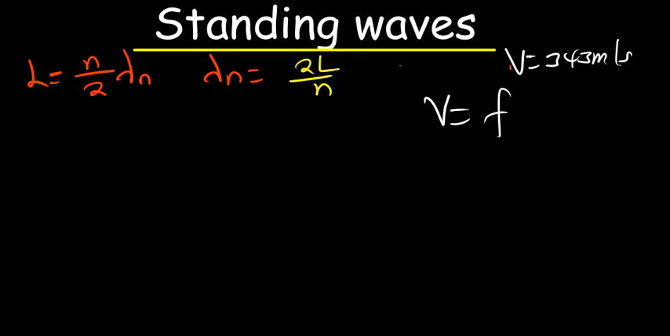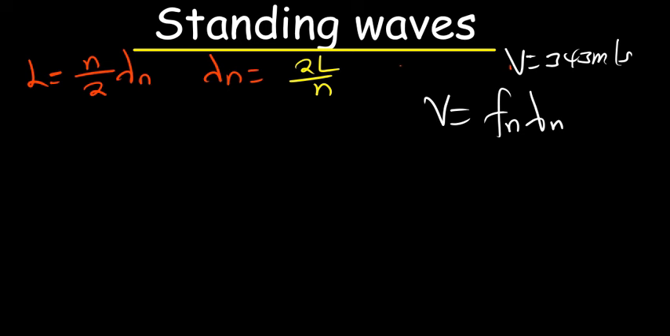So I'm just going to put Fn. So n is the number of loops, because if n is equal to 1, I'm talking about the first fundamental frequency. If n is equal to 2, I'm talking about the second fundamental frequency. If n is equal to 3, I'm talking about the third harmonic motion. So I also say lambda n.